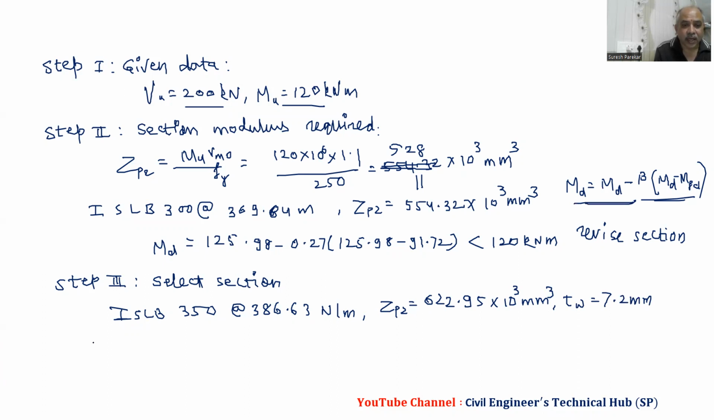Now you have to go to step 4, classification. You have to keep in mind that you have marks for it. I am not going for this classification. And then we have step 5, moment of resistance.